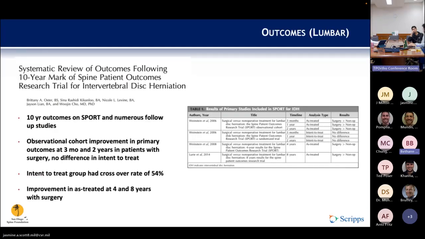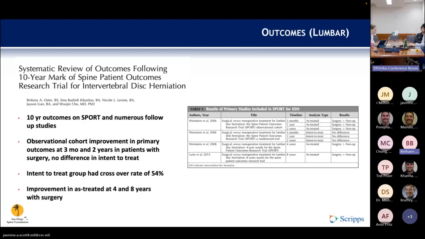So I did present the SPORT trial at our journal club a couple of weeks ago. This is just the 10-year outcomes from the SPORT trial, which is really recent. It just came out, I think, in 2021 or last year. So this was interesting, but again, there was the observational cohort and then the intent-to-treat cohort. The observational cohort had primary outcomes at 3 months to 2 years. Those with surgery did better, and there was no difference in the intent-to-treat group. Again, that intent-to-treat group had a crossover rate of 54%. So it's hard to draw any conclusions from them specifically.